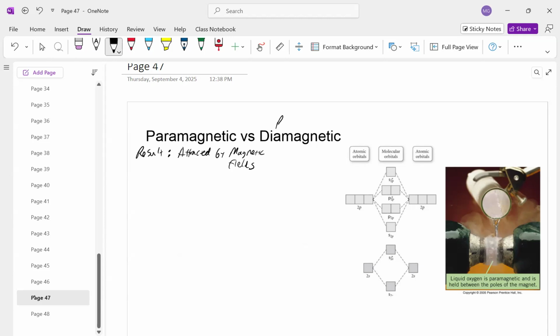If something is diamagnetic, the result is it's repelled by magnetic fields. Now, the way that we can determine if something is paramagnetic or diamagnetic is we look at the electrons. A paramagnetic substance will have at least one unpaired electron. A diamagnetic substance, all the electrons are paired.